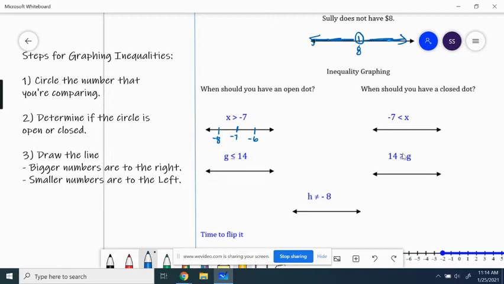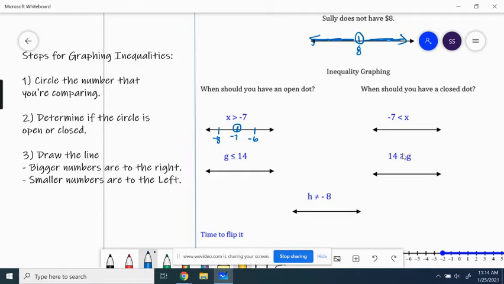All right, so what I want to do is number 1, circle the number that we're comparing. I'm going to circle -7. Number 2, determine if the number is open or closed. There is no line underneath this symbol. This is not greater than or equal to, it's just greater than. So we're going to keep it an open circle. And now I draw the line.